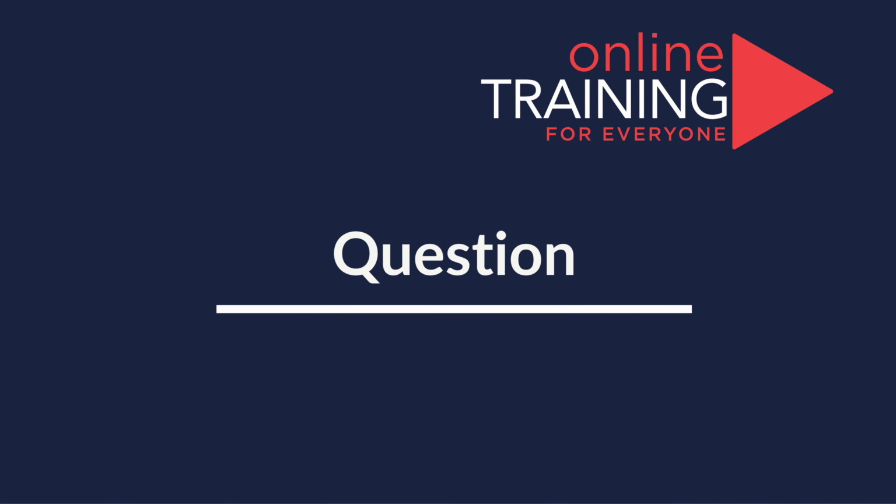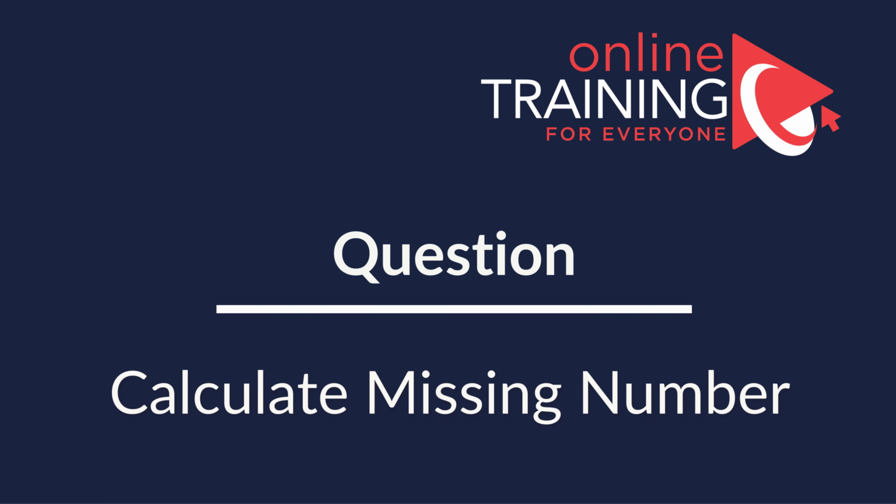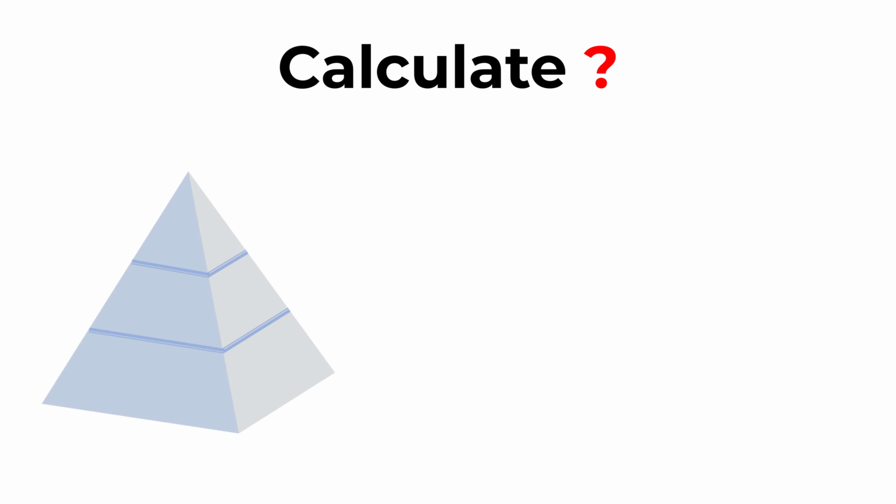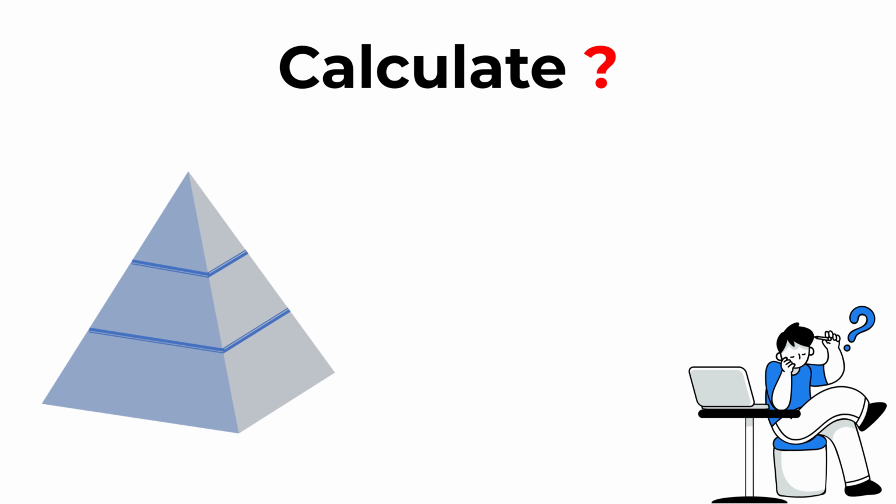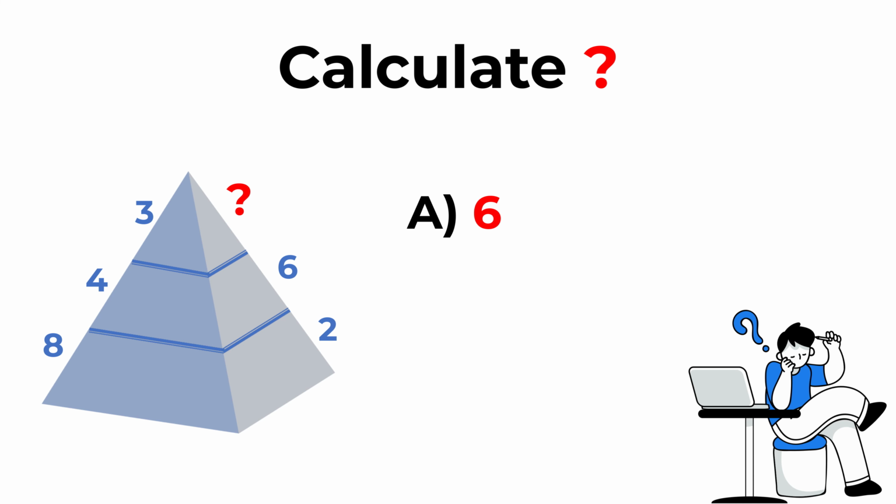Here's a cool question you frequently see on the test. You need to calculate the question mark. And you're presented with a 3-layer pyramid. On the bottom layer, you have numbers 8 and 2. On the middle layer, you have numbers 4 and 6. And in the top layer, you have the number 3, and on the other side of the pyramid, you have a question mark. And this question mark can be one of those 4 values. Choice A is 6, choice B is 10, choice C is 7, and choice D is 2.